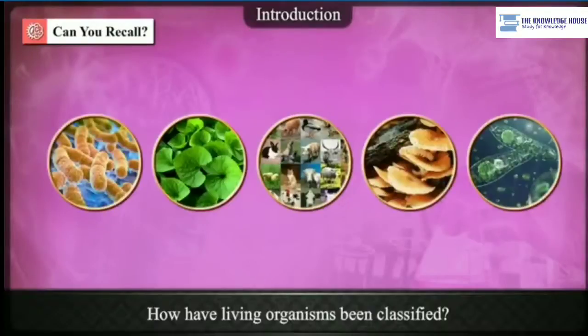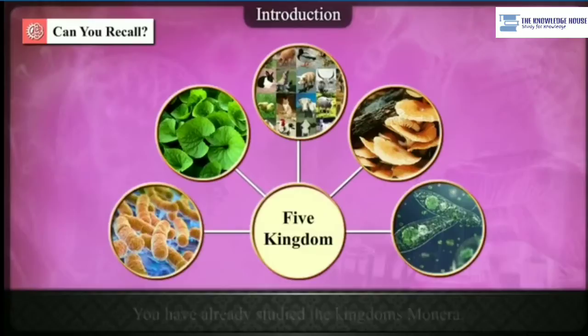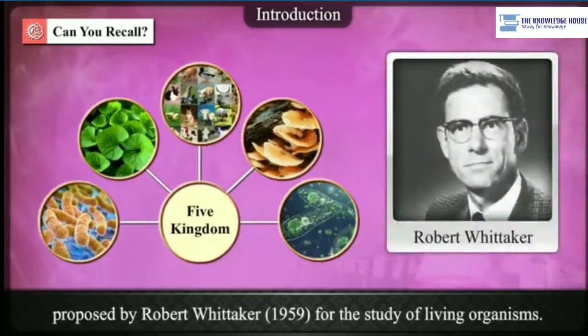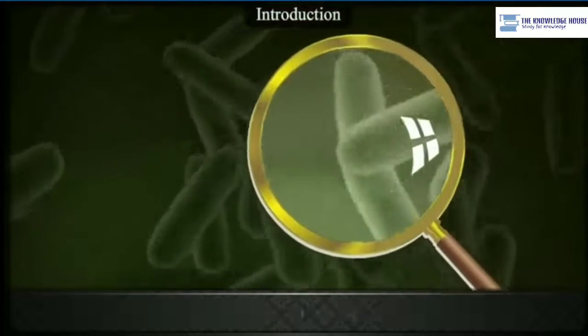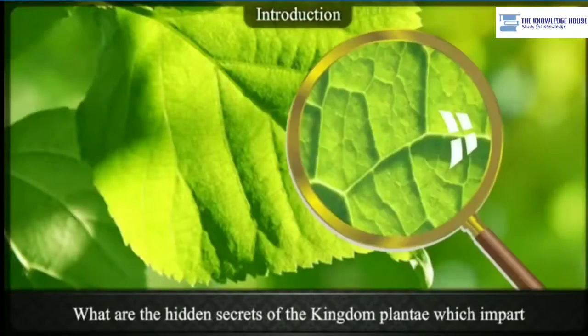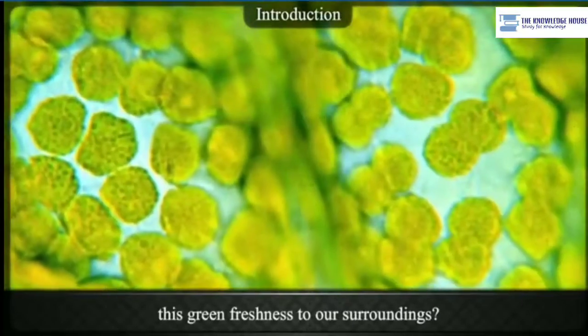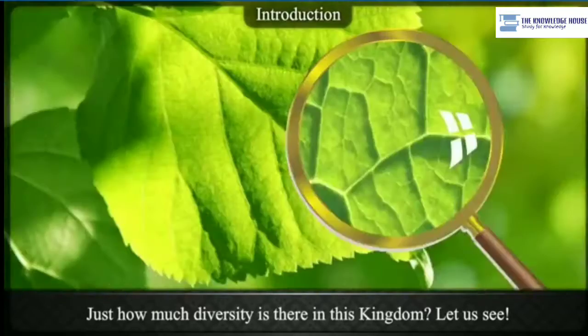Can you recall? How have living organisms been classified? You have already studied the kingdoms Monera, Protista and fungi of the 5-kingdom classification system proposed by Robert Whittaker in 1959 for the study of living organisms. What are the hidden secrets of the kingdom Plantae which impart this green freshness to our surroundings? Just how much diversity is there in this kingdom?